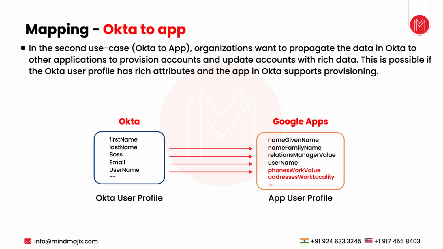In the second use case, organizations want to propagate the data in Okta to other applications to provision accounts and update accounts with rich data. This is possible if the Okta user profile has rich attributes and the app in Okta supports provisioning. So now the concept of provisioning is very important. Why do we do this kind of mapping? We are expecting that new users who are coming would be getting their attribute values from Okta.